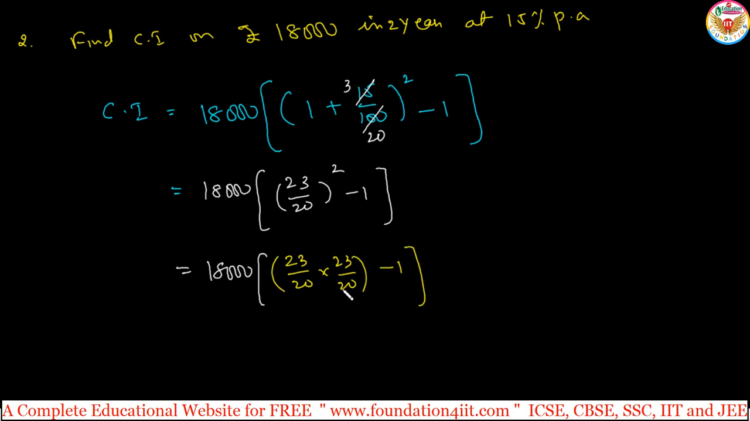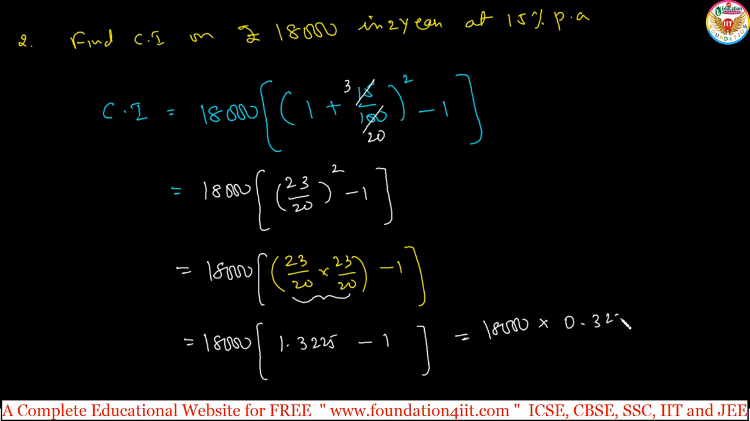This is one set. So here is 18,000, but the calculation will be big. 23 into 23 by 20 into 20, just multiply and divide, you'll get 1.3225, and minus 1. So that is finally 18,000 into this value after calculation. 1.3225 minus 1 is 0.3225. After multiplying this, 5,805.